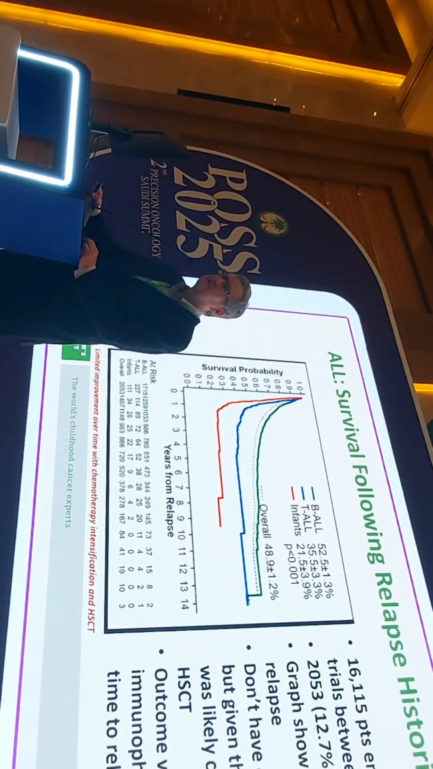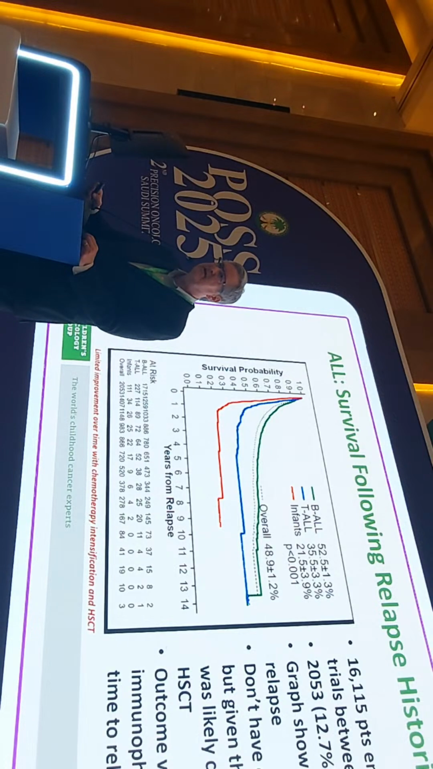I'm first going to start by talking about relapsed ALL. I showed you the nice outcomes for newly diagnosed ALL a short time ago, but the outcomes following relapse are nowhere near as good. This is a study published recently that started with a set of over 16,000 patients enrolled in frontline Children's Oncology Group ALL trials. Of those, about 13%, or slightly over 2,000, relapsed. And this graph shows their survival after relapse.